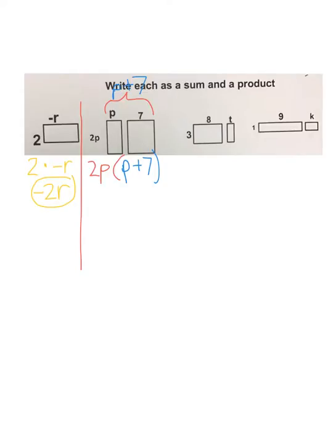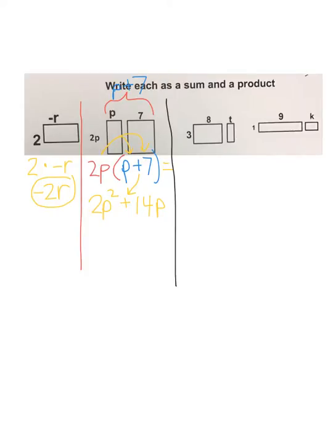So now from here, to write it as a product, we have to distribute. We need to do 2p times p and 2p times 7. So to start, 2p times p would be 2p squared, and 2p times 7 would be 14p, and you just bring your sign straight down. So there's a plus in between.